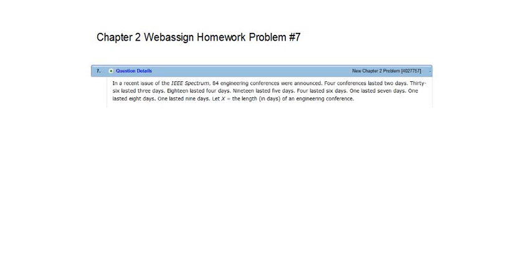So the question details are this: in a recent issue of the IEEE Spectrum, which is a magazine, 84 engineering conferences were announced. 4 lasted 2 days, 36 lasted 3 days, 18 lasted 4 days, 19 lasted 5 days, 4 lasted 6 days, 1 lasted 7 days, 1 lasted 8 days, 1 lasted 9 days, and so on. Let X equal the length of the engineering conference.